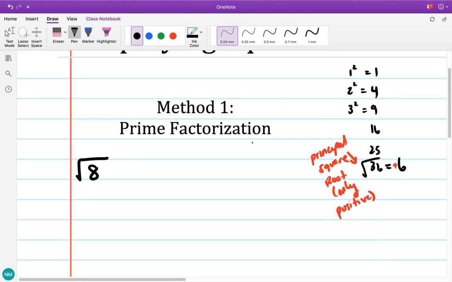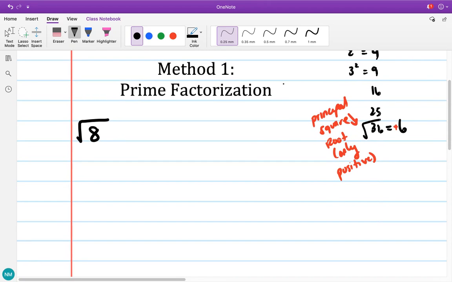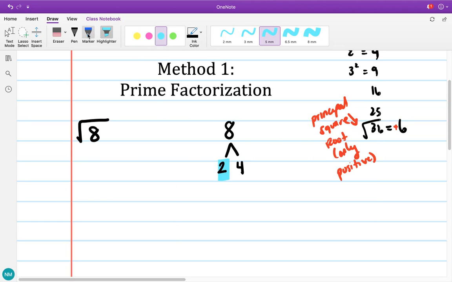So the prime factorization method tells us that we take 8, which is our number. This is called a radicand. We're going to take the radicand and break it down. I know that this is an even number, so it's divisible by 2. So 2 times 4 is 8. Now, 2 is a prime number, prime meaning that the only factors of it are 1 and itself. But 4 is not, so I can break this down a little further into 2 and 2. So now I have 3 prime numbers.